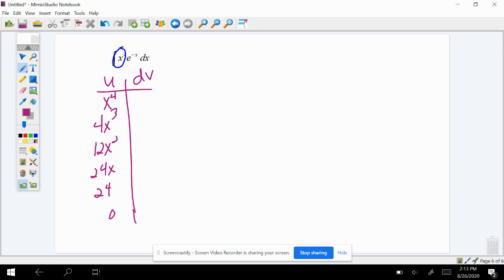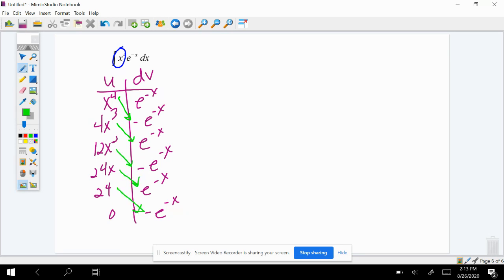Here's what's going to happen with my dv. It's e to the negative x. When I integrate, I'm going to get negative e to the negative x. When I integrate again, I'm going to be back to positive e to the negative x, and then back to negative, and then back to positive, and then back to negative. When I match them up, we'll go bright green now. These two will match up, these two, these two, these two, and these two.